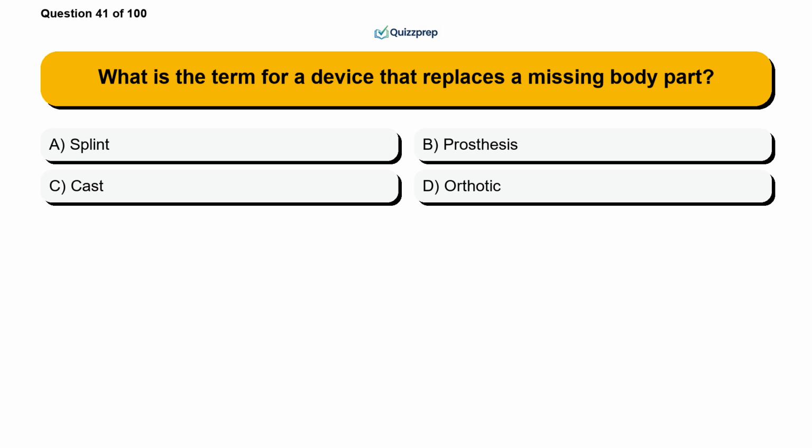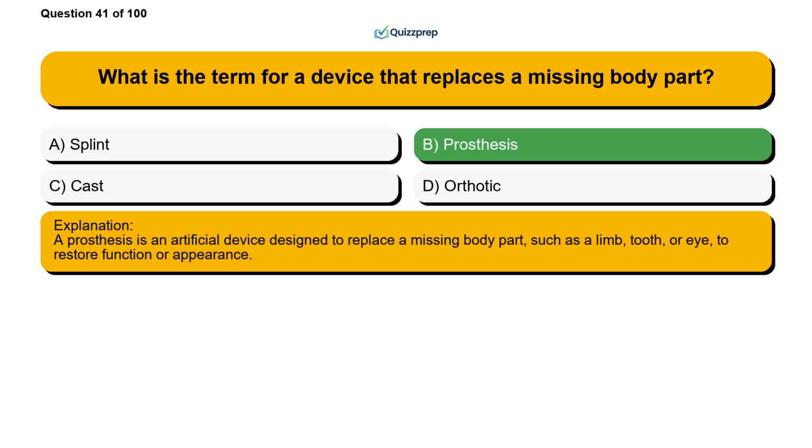Question 41. What is the term for a device that replaces a missing body part? Option A, splint. Option B, prosthesis. Option C, cast. Option D, orthotic. The correct answer is option B, prosthesis. A prosthesis is an artificial device designed to replace a missing body part, such as a limb, tooth, or eye, to restore function or appearance.